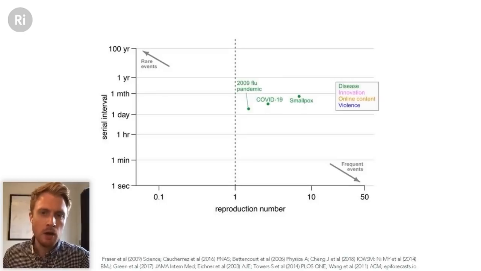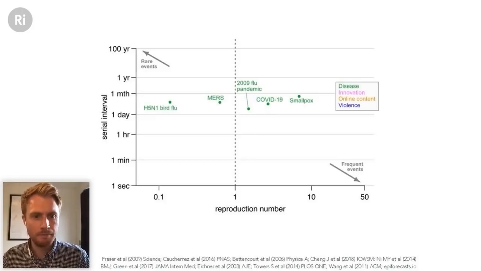We also have infections, though, that don't have this reproduction number above 1. So, for example, MERS and H5 bird flu have much lower reproduction numbers in humans. So they tend to kind of stutter in outbreaks. They don't take off exponentially. They just cause these small clusters before eventually fading out.